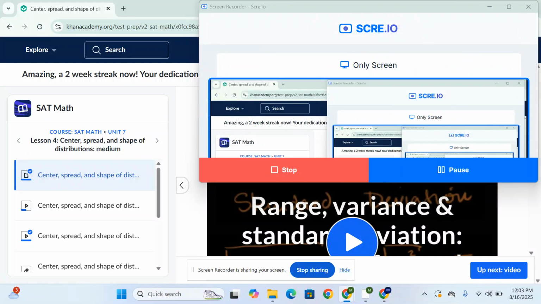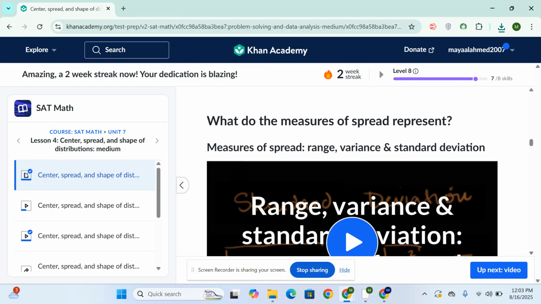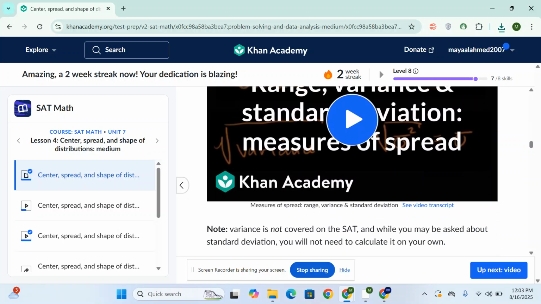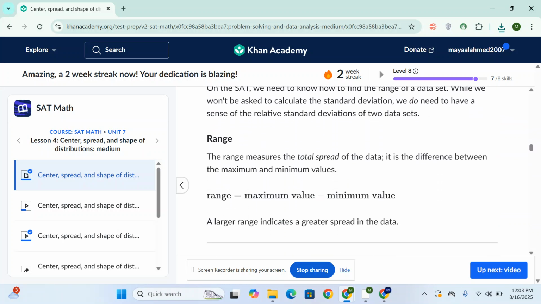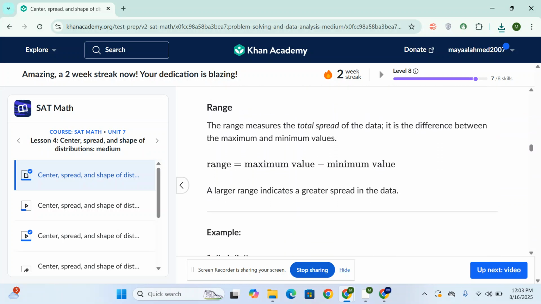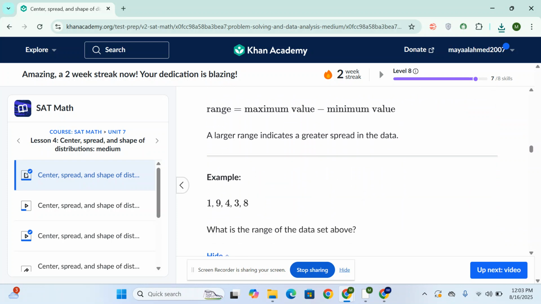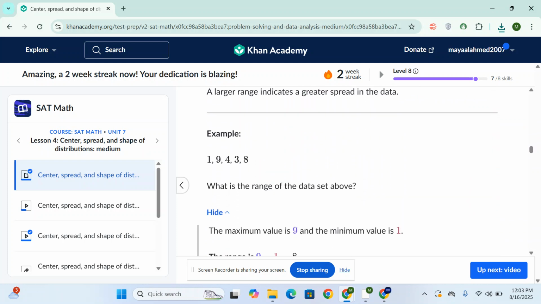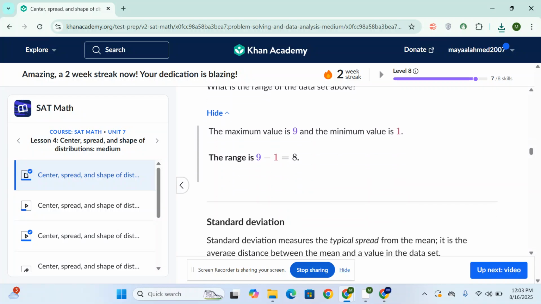Hi everyone, so today we'll be covering the two concepts that we have for spread, which are range and standard deviation. So the first thing we'll talk about is range. In simple words, it's the largest value minus the smallest value. So very simply, let's say you have this set of data, 9 is the largest value and 1 is the smallest, so 9 minus 1 will be your range.